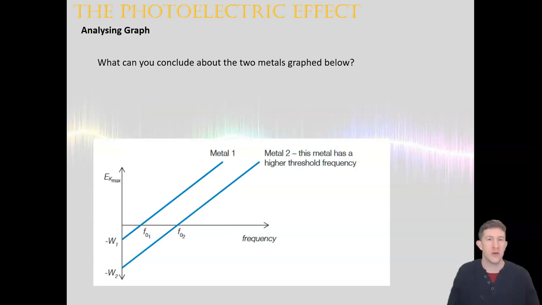So what could you conclude about the two metals that are shown below? We've got metal 1, metal 2. In this case, you can see that this metal has a higher threshold frequency.